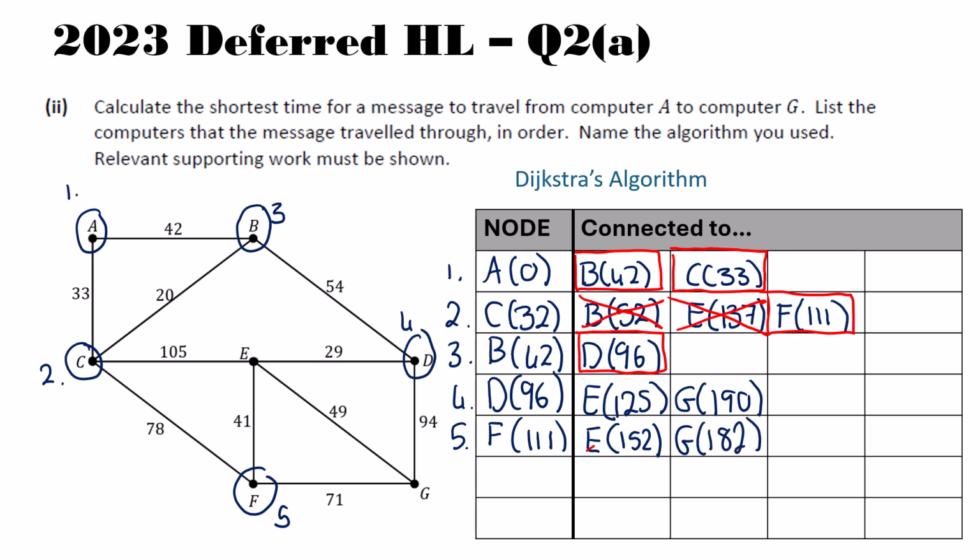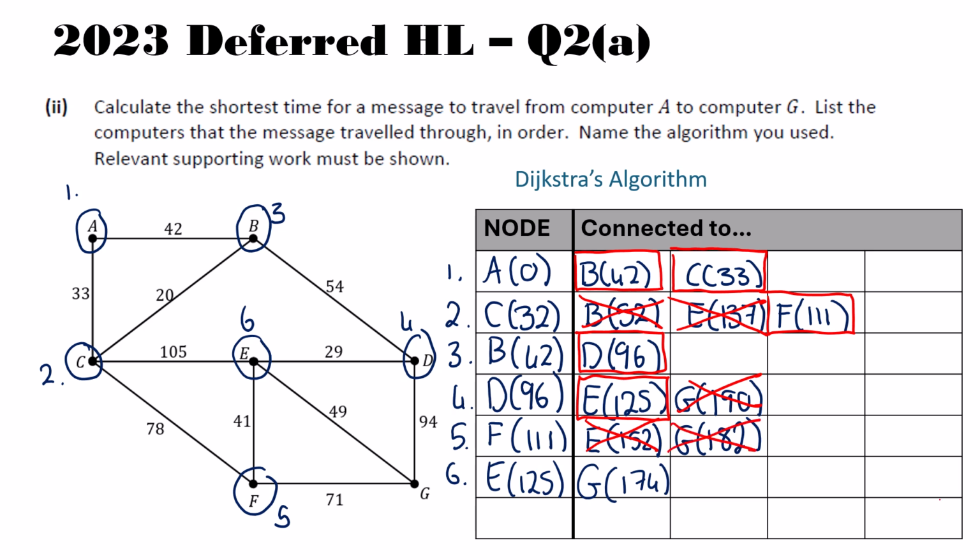Now we have some duplicates, so we have to get rid of this E, and we're going to get rid of that G. Our next smallest node is then our E. So let's lock that in. E is going to become node 6. And E has a total of 125. E can then only go to G, which is 174.